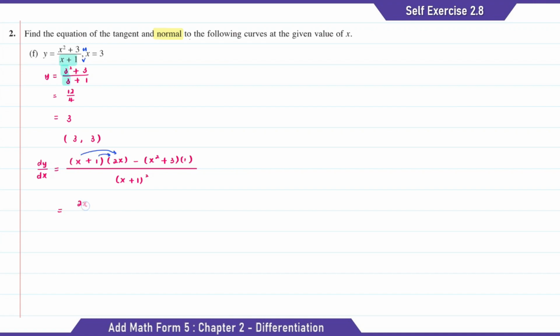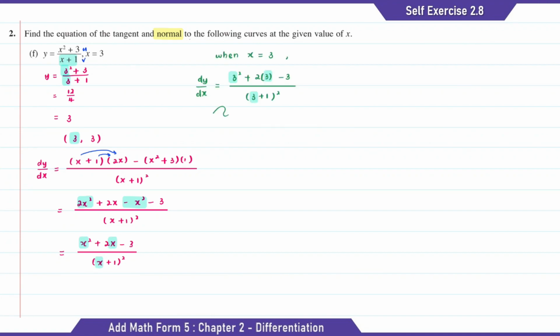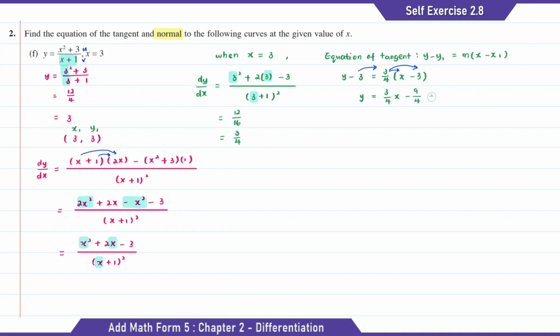Solve the numerator, we are going to get 2x squared plus 2x minus x squared minus 3. Then we are going to get x squared plus 2x minus 3. To find the gradient of the tangent, substitute the x coordinate of the point, which is 3, into the dy/dx. This is equal to 12 over 16, which is 3 over 4. So here, let the coordinates of the point be x1, y1. Then the equation will be y minus 3 equal to 3 over 4, x minus 3. Then y equal to 3 over 4 x minus 9 over 4 plus 3. Then y equal to 3 over 4 x plus 3 over 4.